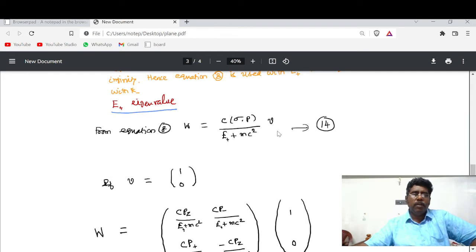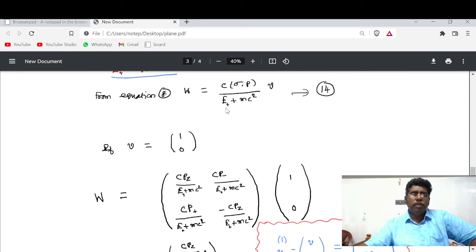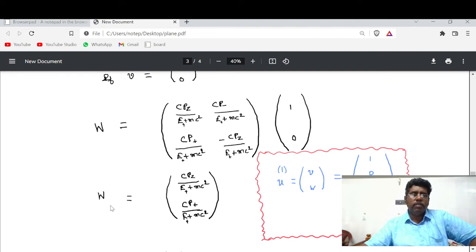By considering the value of V as (1, 0), we can get the value of W. See, C into sigma dot P divided by E plus mc square is this much. Already we have had the value of sigma dot P. So this is the value of C sigma dot P divided by E plus mc square. Then we have considered the value of V as (1, 0). If it is the case, we can get the value of W as this much. Now the first solution is U1 equal to VW. The value of V is arbitrarily chosen as (1, 0). If you consider V as (1, 0), the arrived value of W is this much. Substitute this value. This is the first solution.